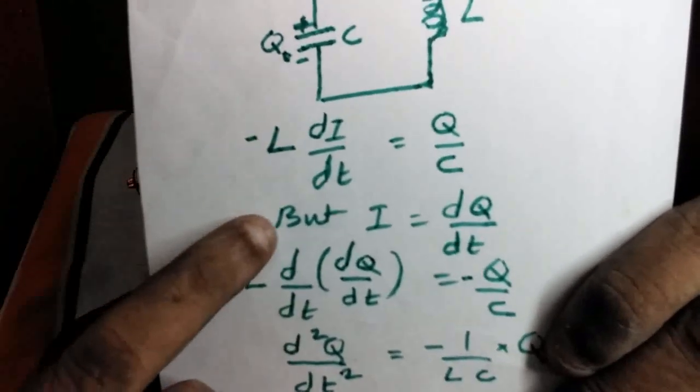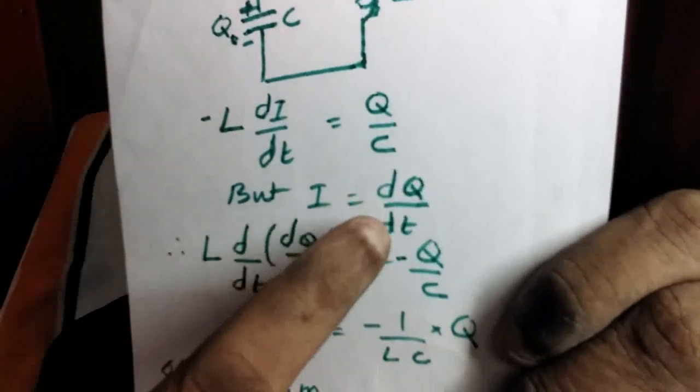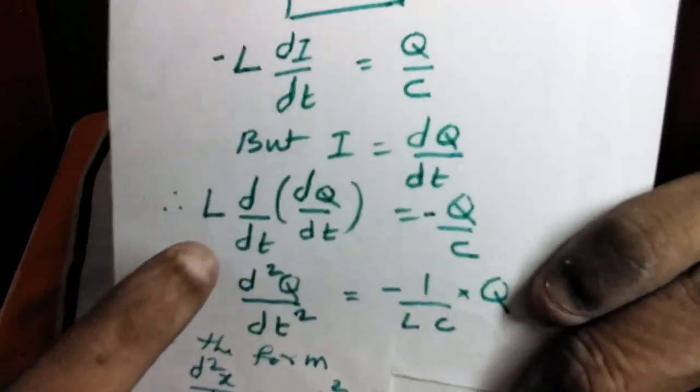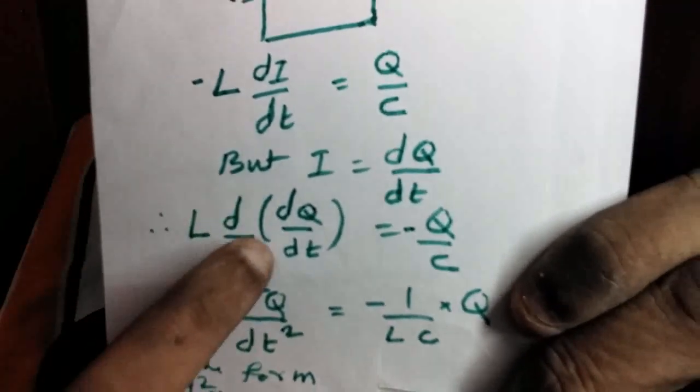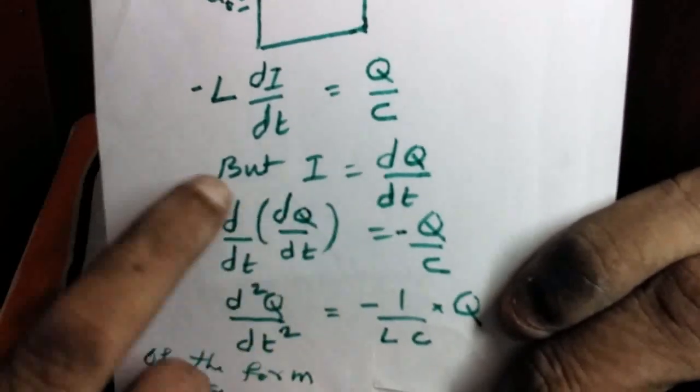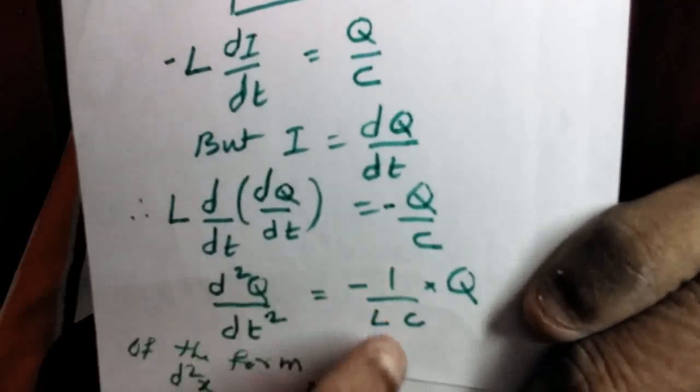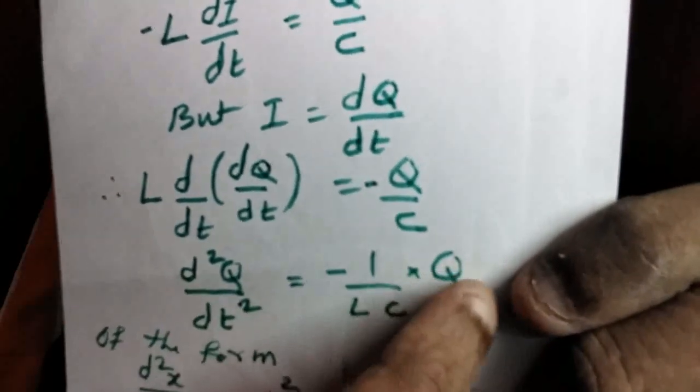Now you know that I is the rate of flow of charge, dq by dt. You put this here. Then you get L d by dt of dq by dt equals minus q by C, with the minus taken to this side. Or d by dt of dq by dt equals minus 1 by LC into q. This means q is differentiated twice. So we write d square q by dt square equals minus 1 by LC into q.